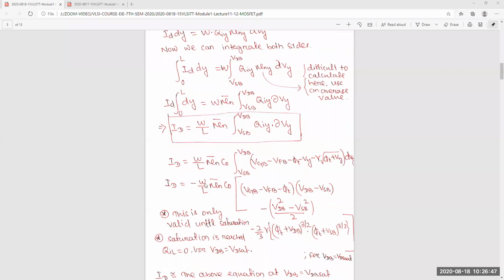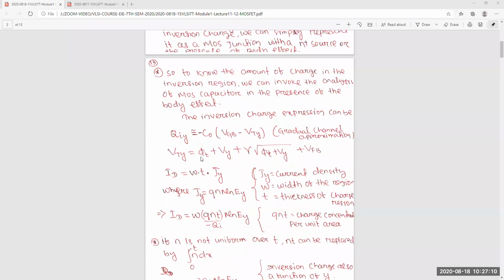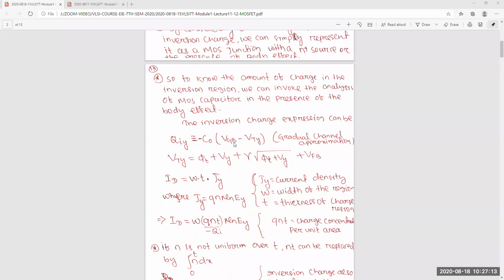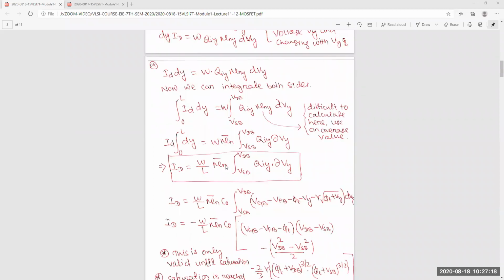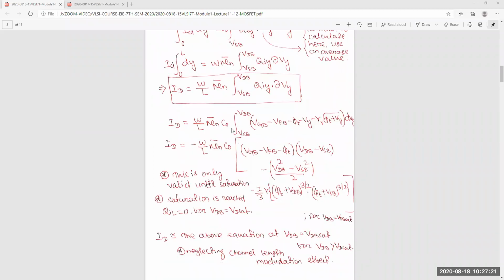Okay. So now you will integrate. So I_D is equal to, this is your L. If you integrate this part, this will be L. So now L will come to this side. W by L mu_n C_ox. This Q_I, you can put the value. Already we have derived here: Q_I is equal to minus C_ox (V_GB minus V_T(y)). Just put that value here. C_ox is a constant, so it will come outside. Then this is your V_GB minus V_T(y).